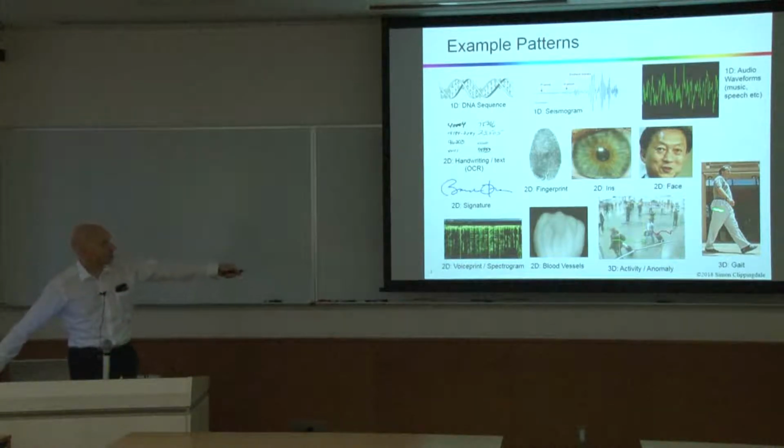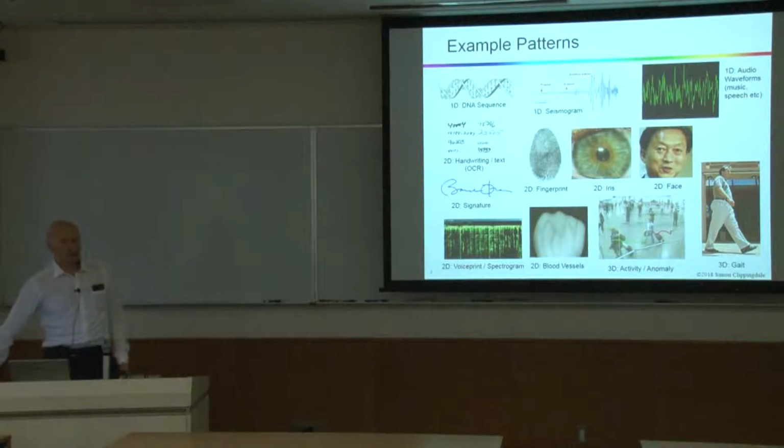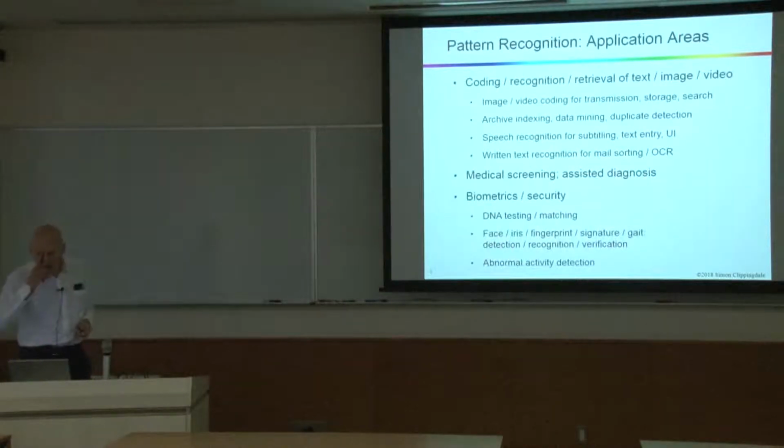These last two are 3D video examples. This is an example of activity detection in an airport, trying to spot whether people do anything anomalous, that is, unusual behaviour. Putting a bag on the floor and walking away, for example. Also, recently there's been some work on gait, that is, how people walk, because you can actually recognise quite a lot of people from the way that they walk. So, these are examples of the kind of things you might want to recognise.